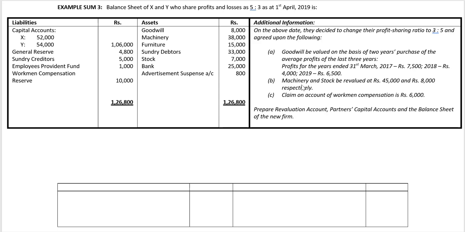Point B says machinery and stock are to be revalued at rupees 45,000 and rupees 8,000 respectively. And point C says the claim on account of workmen's compensation is 6,000. We are asked to prepare the revaluation account, the partners' capital accounts, and the balance sheet of the new firm.